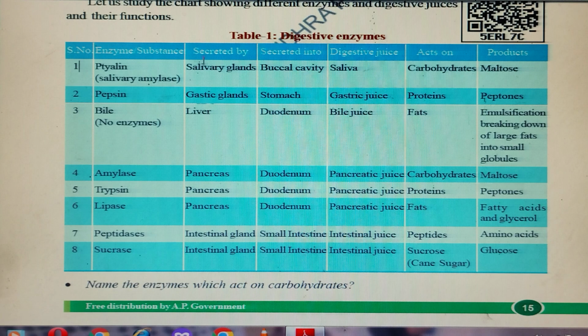Enzyme names, secreted by, and these act on which substances, and when they act on these substances, what they are converted into. And here the emulsification definition is also very important.